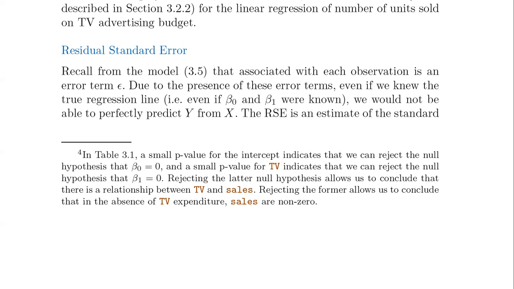So what we're saying is we have enough data to conclude that if we didn't spend anything on TV marketing, the sales would still be greater than 0 because beta naught is the y-intercept. It gives you the output when the input is 0, and in this case, an input of 0 means 0 advertising budget.